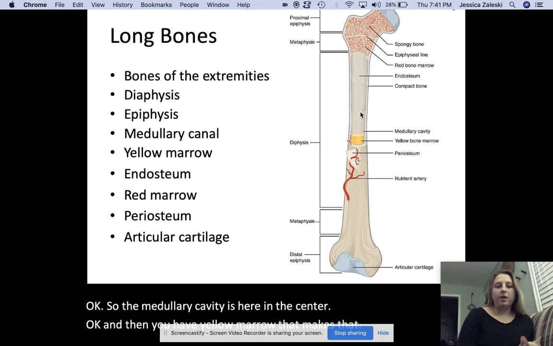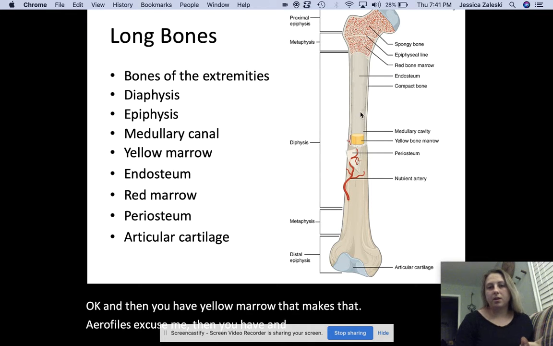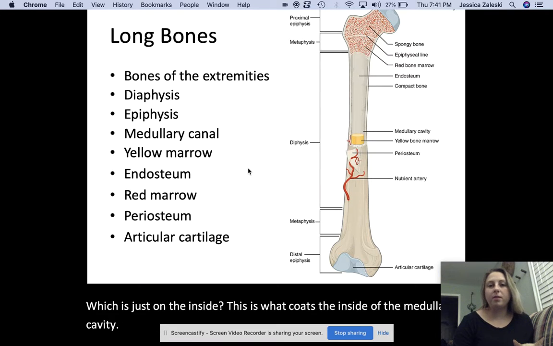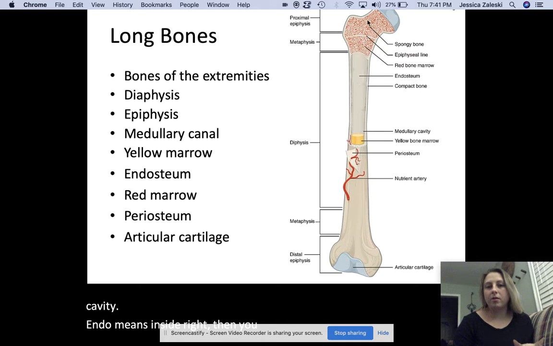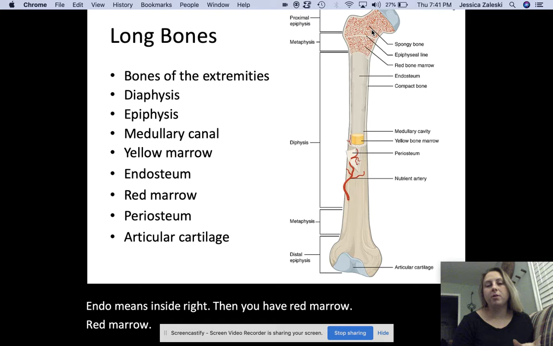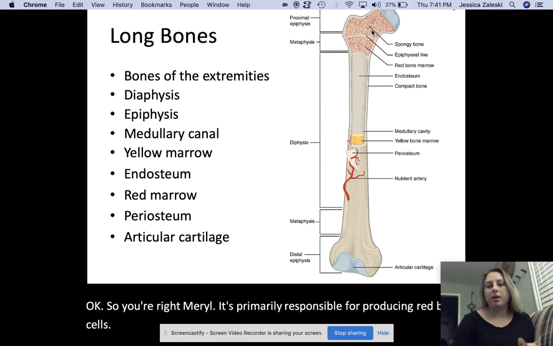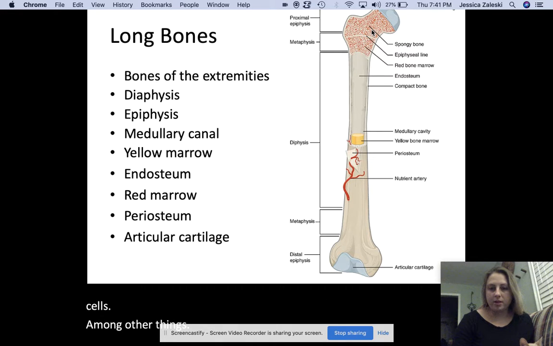Then you have endosteum, which is just on the inside. This is what coats the inside of the medullary cavity. Endo means inside, right? Then you have red marrow. Your red marrow is primarily responsible for producing red blood cells, among other things. Generally, when you need some sort of bone marrow transplant, it's going to be your red marrow.